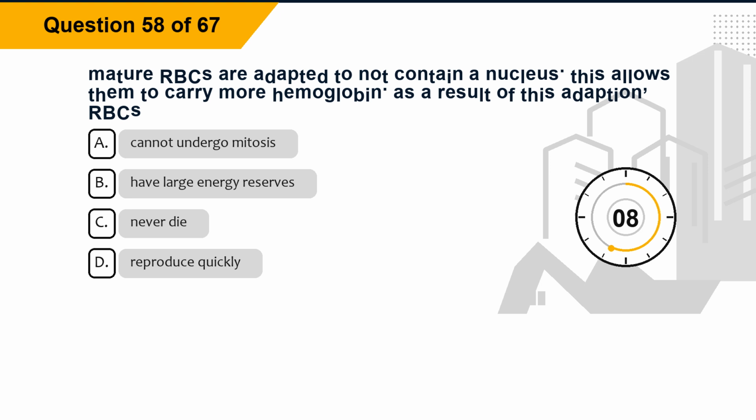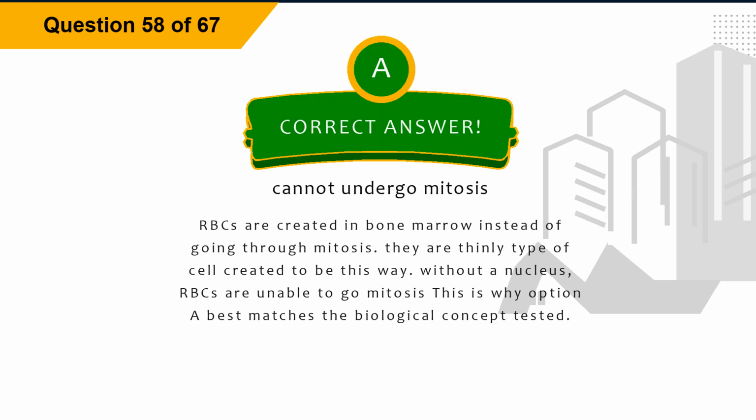Option A. Cannot undergo mitosis. Option B. Have large energy reserves. Option C. Never die. Option D. Reproduce quickly. The correct answer is option A. Cannot undergo mitosis. Explanation. RBCs are created in bone marrow instead of going through mitosis.